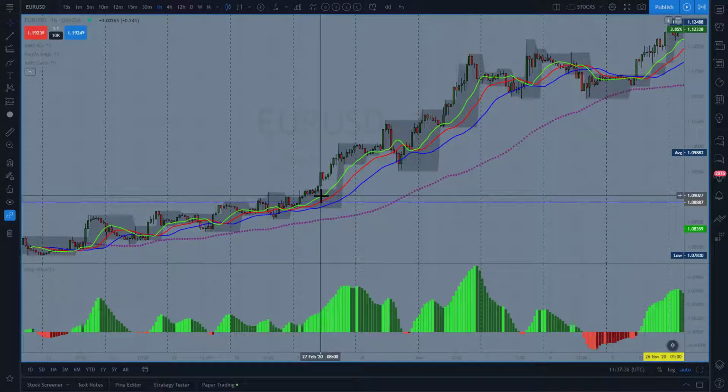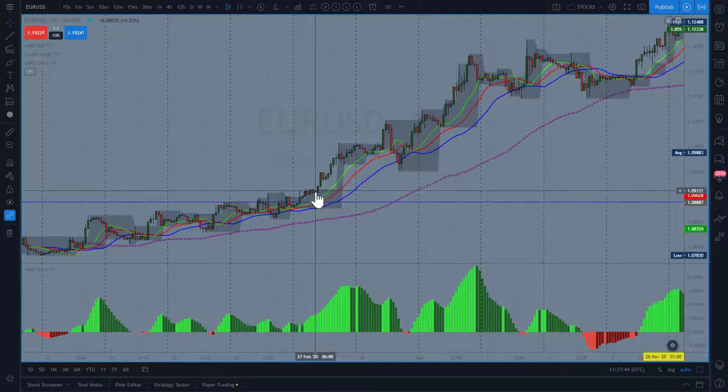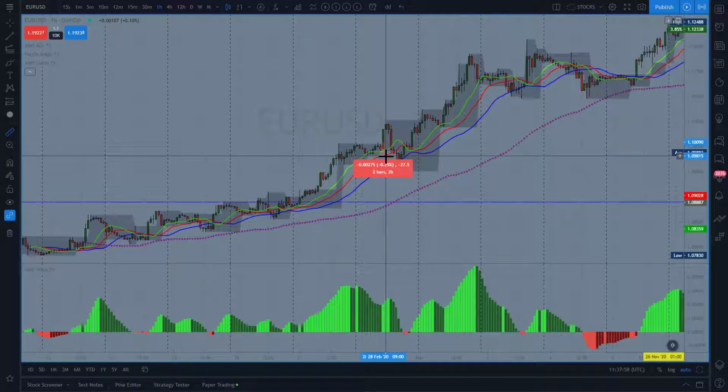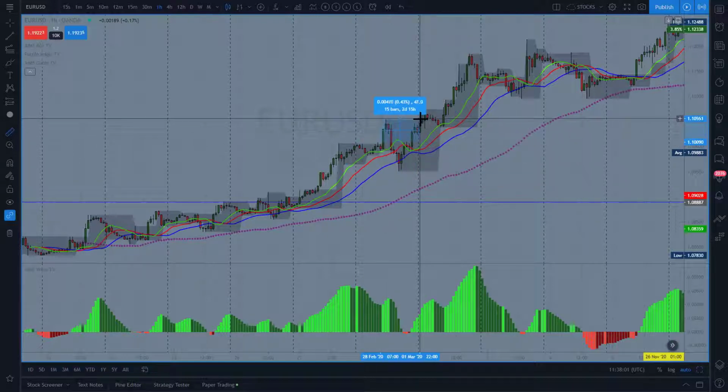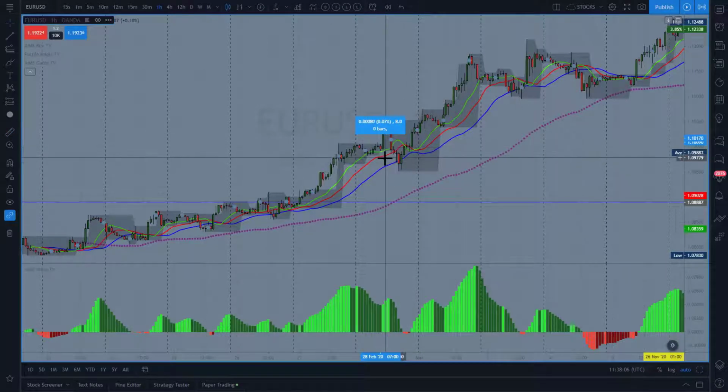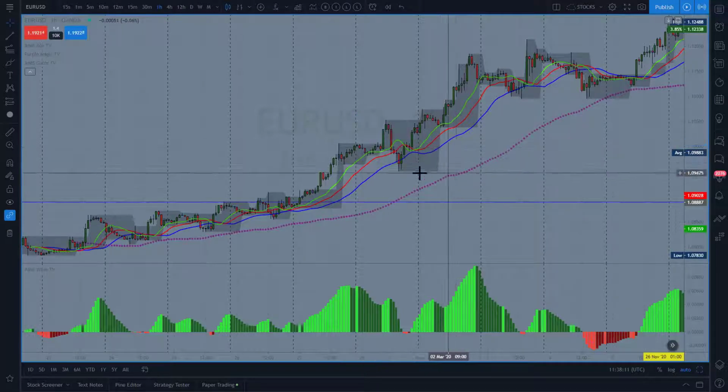27th of Feb, let me check. Yes, I have counted it. 27th of Feb has been counted. 28th has been counted. This is a break-even one. Can be 2R. Yeah, it's correct. It's counted as break-even, this one, 28th of Feb. It can be 2R.